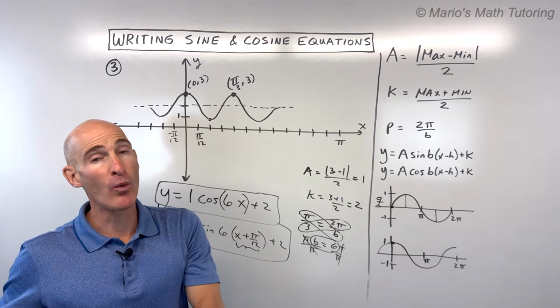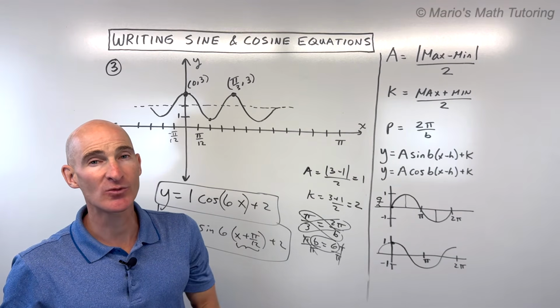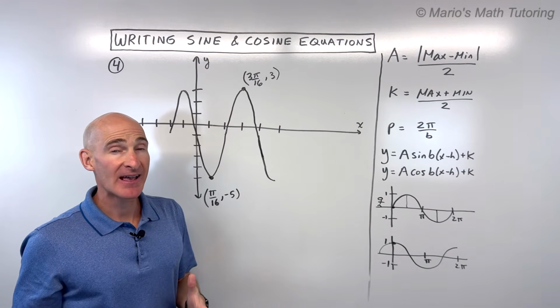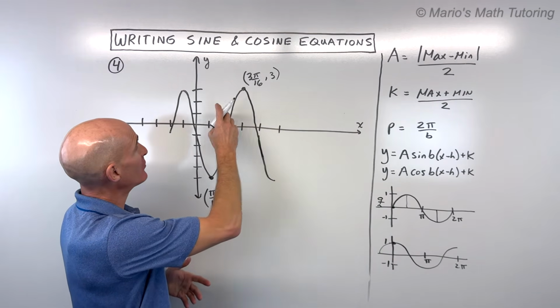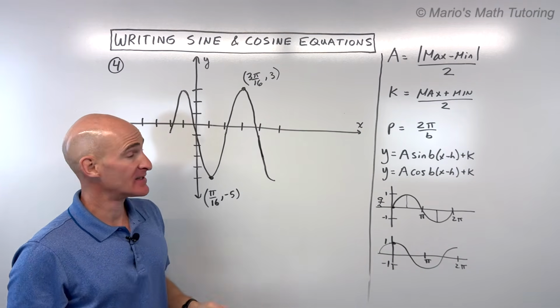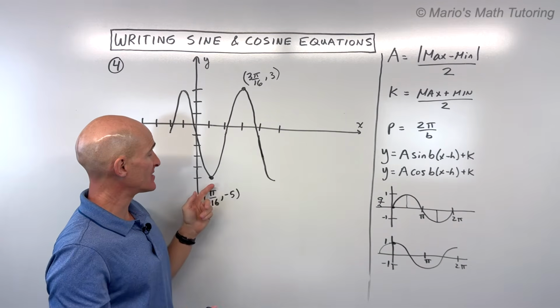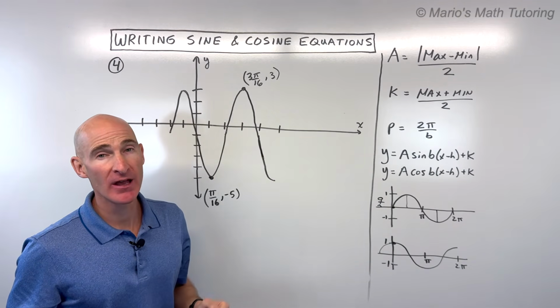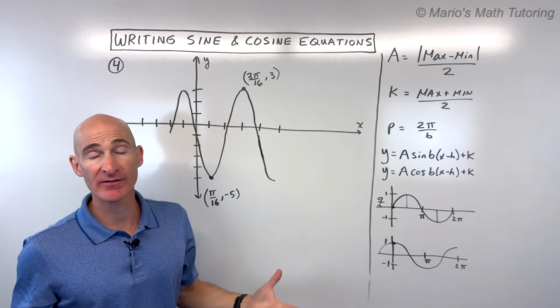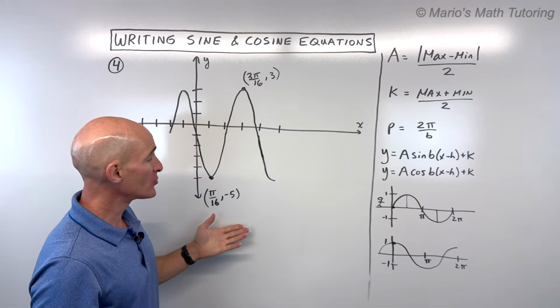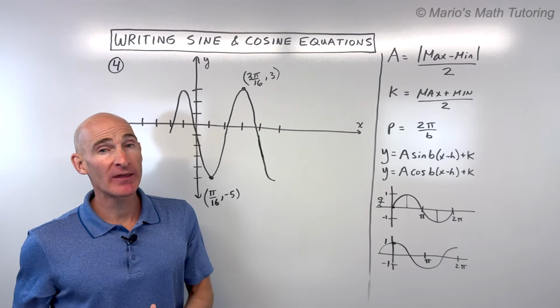So let's take a look at one last example. See if you can get this last example, number 4. This one I tried to make a little bit more challenging. I didn't label the axes here, but I did label some key points, this minimum and this maximum point here. See if you can get the equation for this as a sine and a cosine graph. So really test yourself.